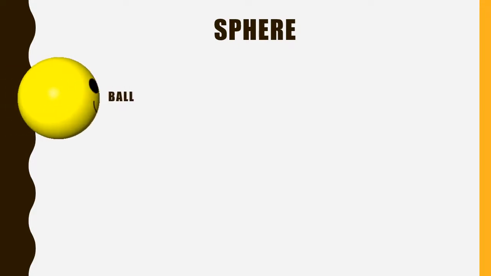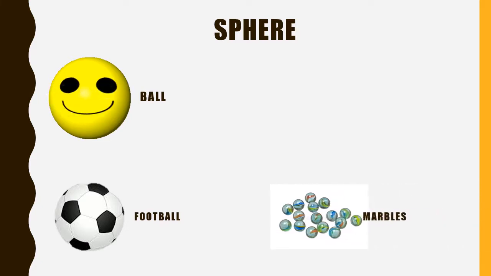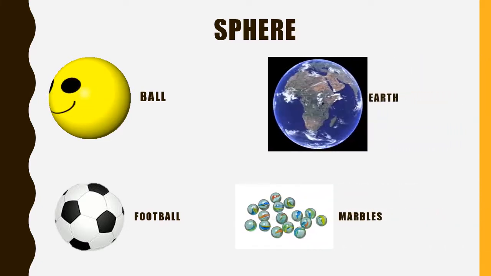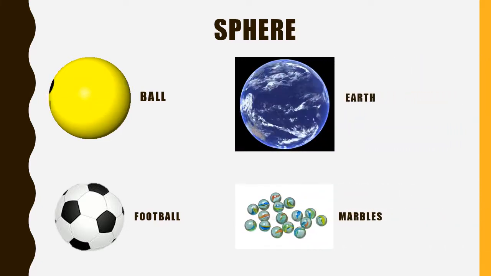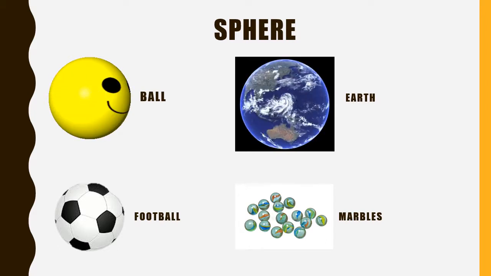This shape is called a sphere. A ball, football, marbles, even our earth resembles a sphere. All these things have spherical shape and they all are spheres.